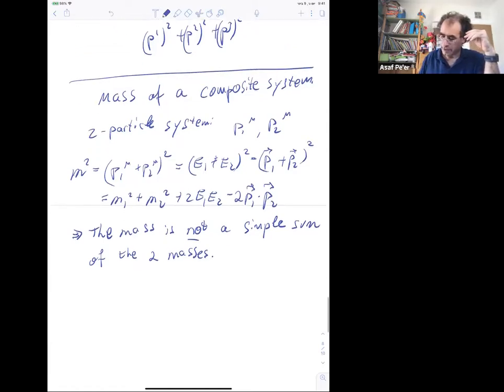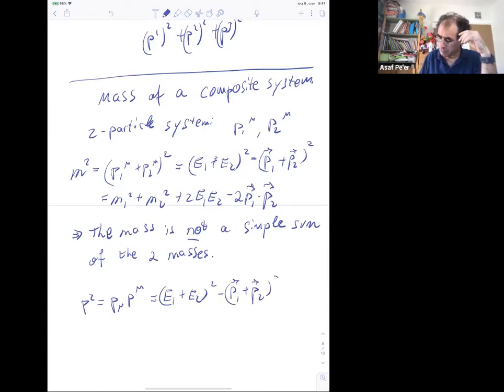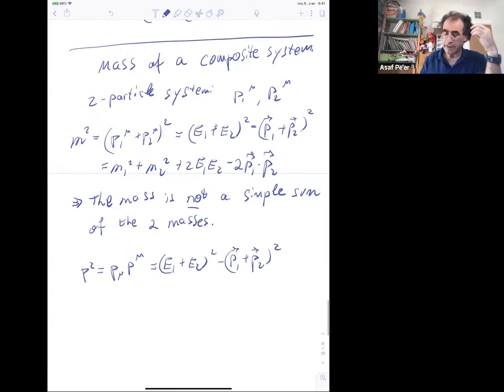However, we know that p squared, p^μ, is just (E1 + E2) squared minus (P1 + P2) squared. This is a scalar, and it is a Lorentz invariant. Being Lorentz invariant means it has the same value in every reference frame, every inertial reference frame.